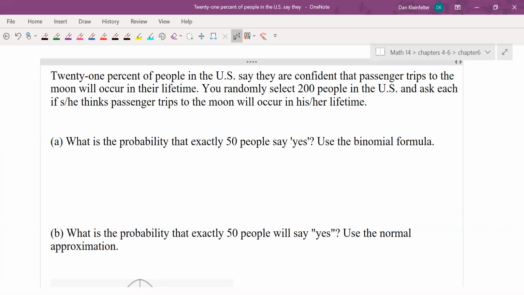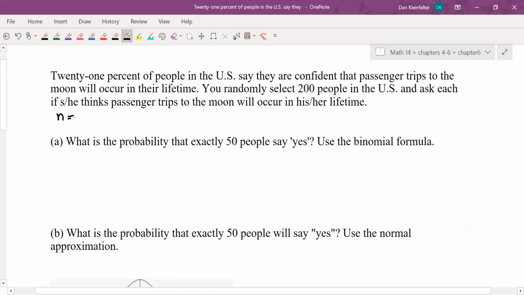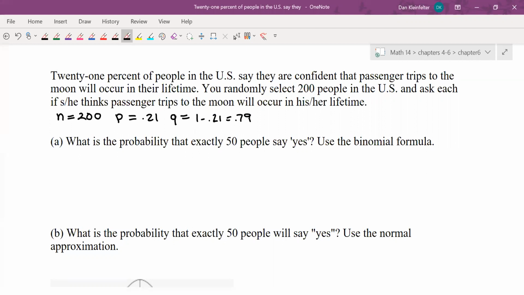So for this one, our N is 200. That's the number of people surveyed. It says 21% of people have this belief, so that will be our P. And so Q will need to be 1 minus 0.21, 0.79. Okay, for part A, it says, what is the probability that exactly 50 people say yes?